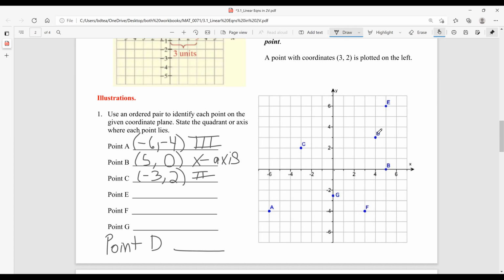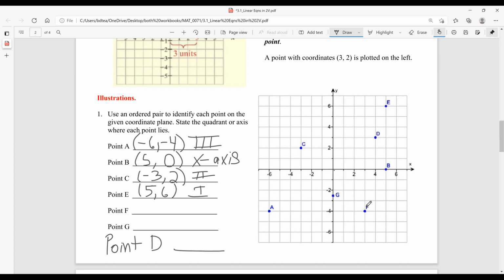Point E. You're going to go to the right 5 on the x-axis, and on the y-axis, you're going up 6 units. So the ordered pair for this point E is 5, 6. 5, 6 is in quadrant 1.